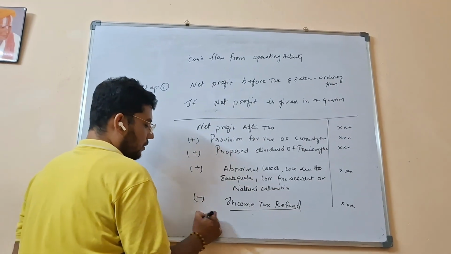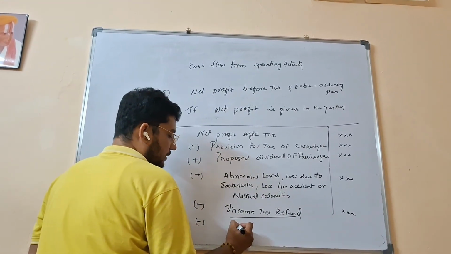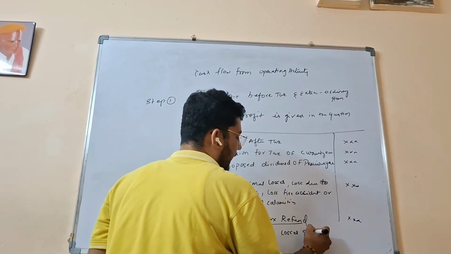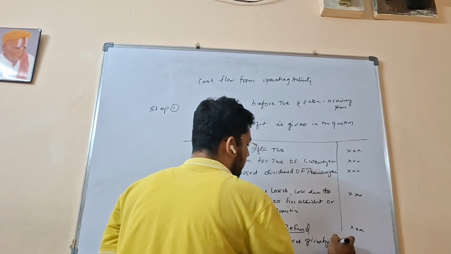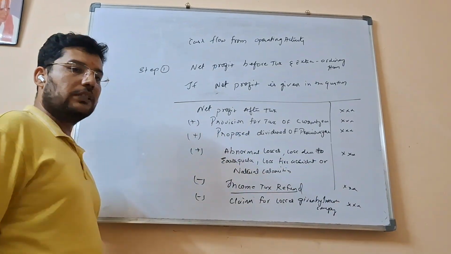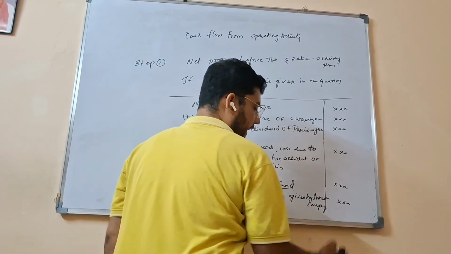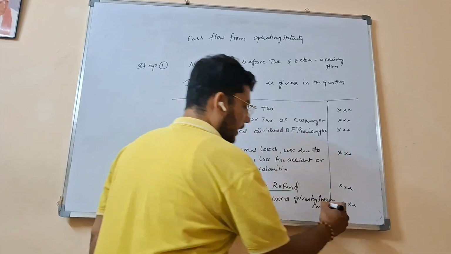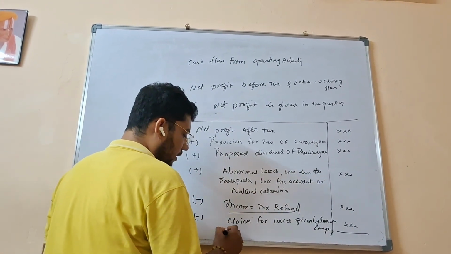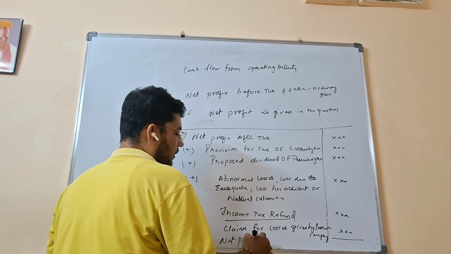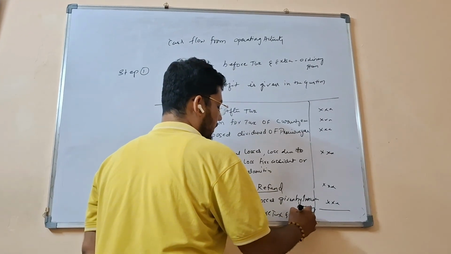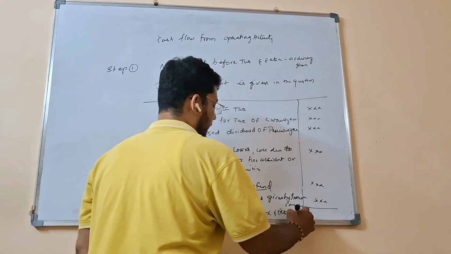Next, you are going to deduct the claims for losses given by the insurance company. This we are going to subtract, and whatever end balance we get is considered to be your net profit before tax and extraordinary items.